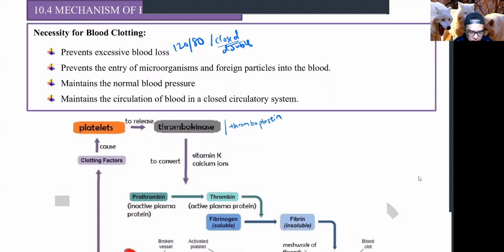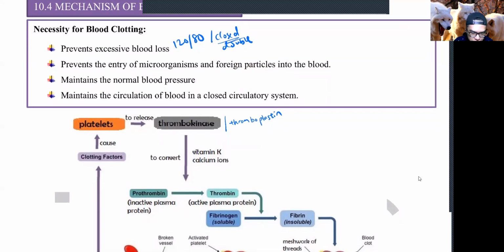And then number three, to maintain normal blood pressure, this is the related part. This also keeps the blood in the closed circulatory system, which is the same thing. So it is very important for you to remain at 120/80.